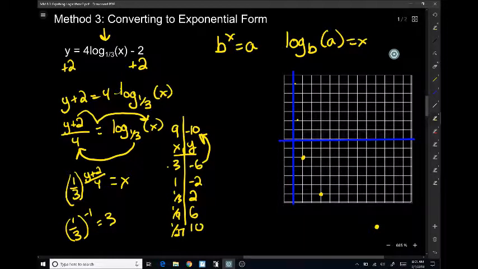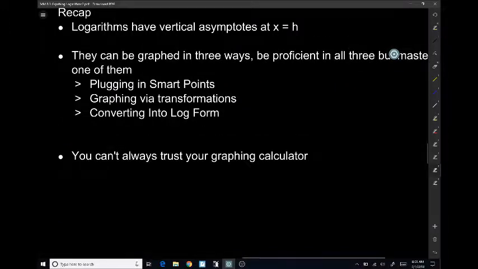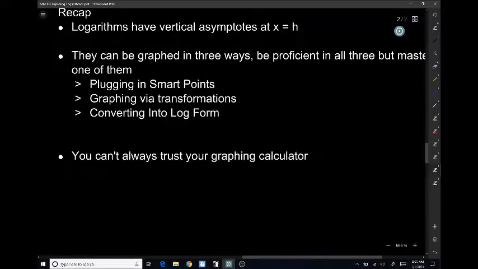So remembering this graph has a vertical asymptote, then it zooms off to the right. Domain, x is greater than 0, range, all real numbers, vertical asymptote at x equals 0. Logarithms have vertical asymptotes at x equals h. They can be graphed in 3 ways, be proficient in all 3, but master one of them. Plugging in smart points, graphing via transformations, and converting into exponential form, and you can't always trust your calculator. Nice work, everybody.